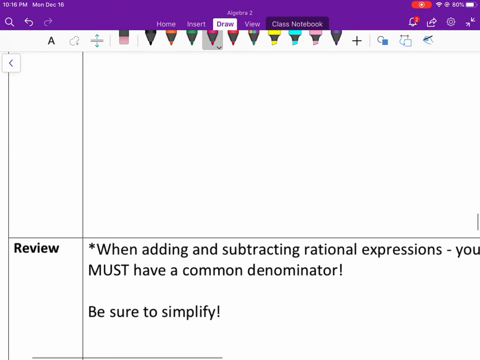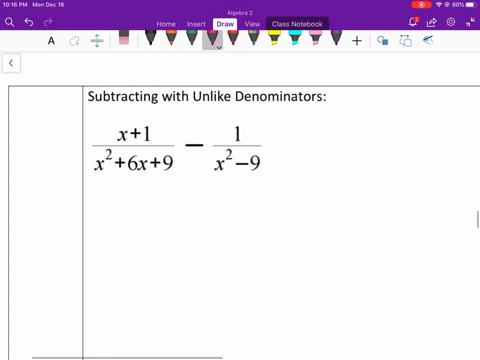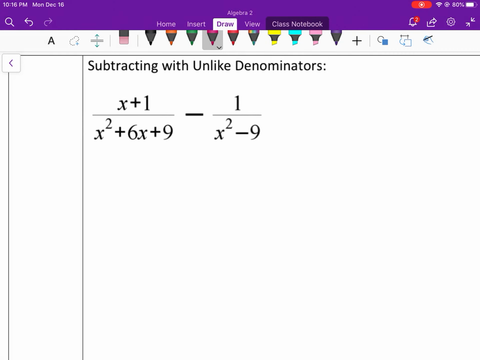Okay, you're probably catching on. I think I'm going to do maybe one more example, but if you've got it by now, you could stop. This one does have 3 factors in the denominator, so you want to see what that might look like. It is a little bit more complicated example. So to factor the first denominator, I get 9 that adds up to 6 is 3 and 3. So it'll be x plus 3 times x plus 3.